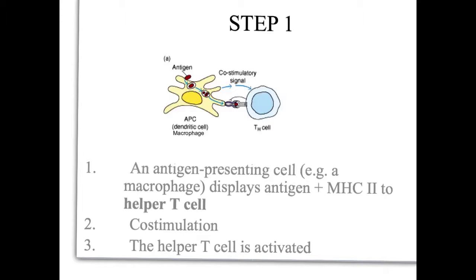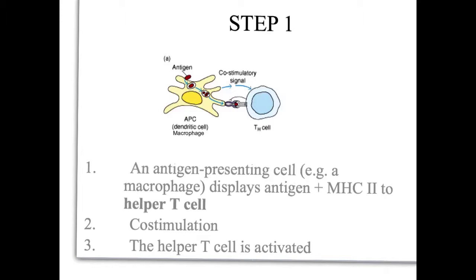A resident innate immune cell in the area, like a macrophage or a dendritic cell, finds it and engulfs it by phagocytosis. The pathogen is digested by the cell, and its particles are displayed in combination with the marker protein MHC class II on the macrophage's surface.